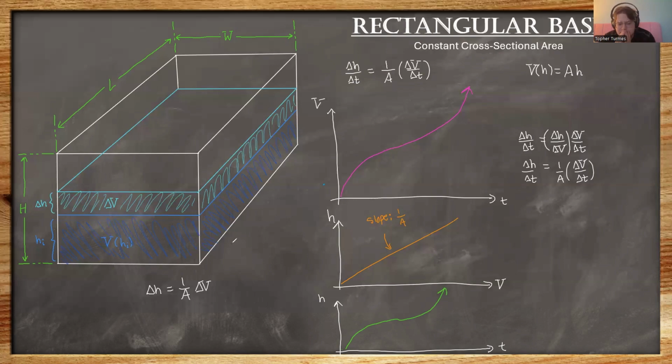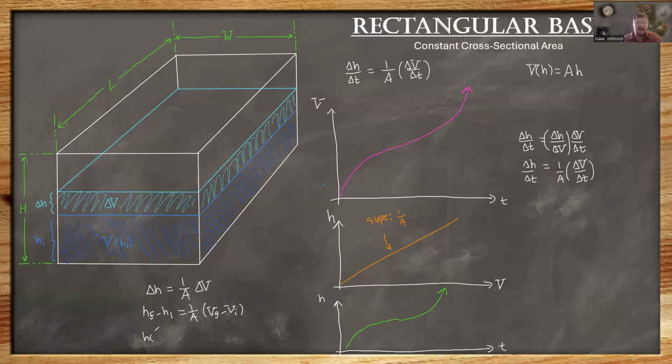Let me give you a hint. What if I wrote H final minus H initial over here, and then over here I wrote V final minus V initial? What would you do next? Isolate H final. Right, because H final, we want to turn that into our variable height, right?